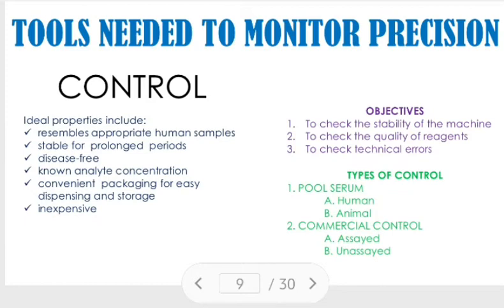So we have two types of commercial control. We have assayed and unassayed. For assayed, it is more expensive. The manufacturer analyzes the control and establishes the reference range at 2 SD values. For unassayed, it has no values. So since it has no values, the medtech needs to get the reference range of the control value.